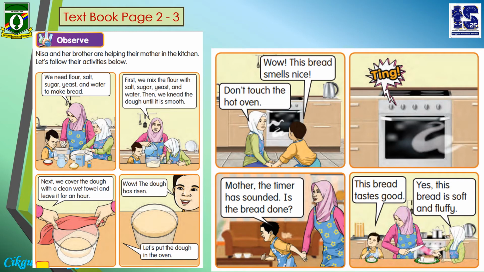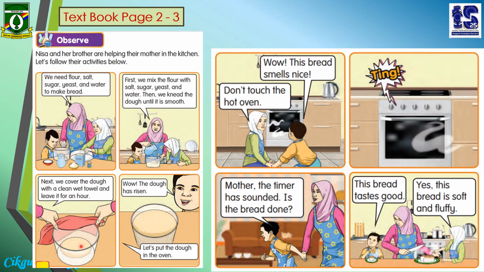Okay, children, can you please turn on your textbooks, page 2 and 3. Look at your textbook, page 2. This is a situation whereby Lisa and her brother are in the kitchen. Lisa and her brother with their mother are going to make a bread. So they have their ingredients, and then mother mixes all the ingredients and kneads until the dough is smooth. Apa yang ibu mereka lakukan seterusnya ialah cover the dough with a clean wet towel and leave it for an hour. After an hour, Lisa's brother found that the dough has risen.